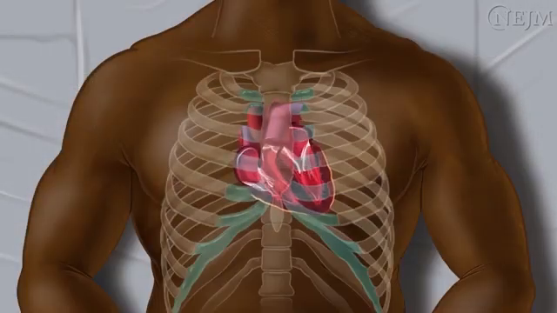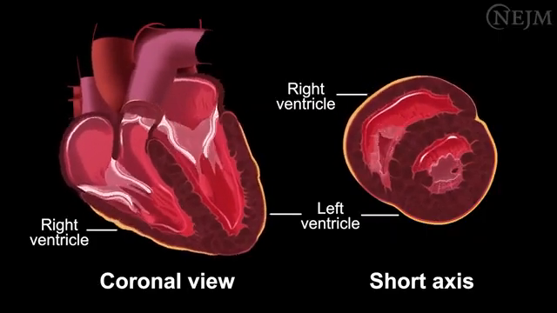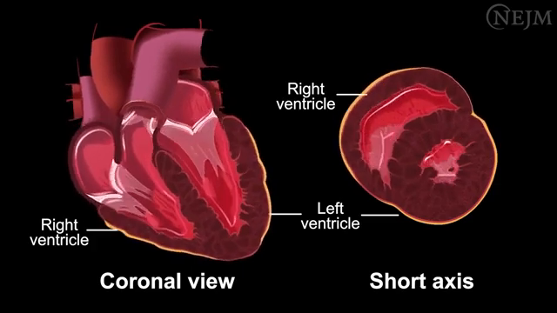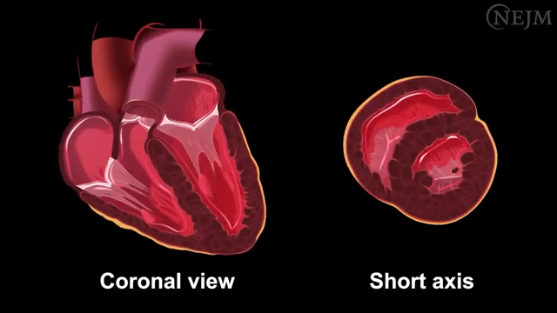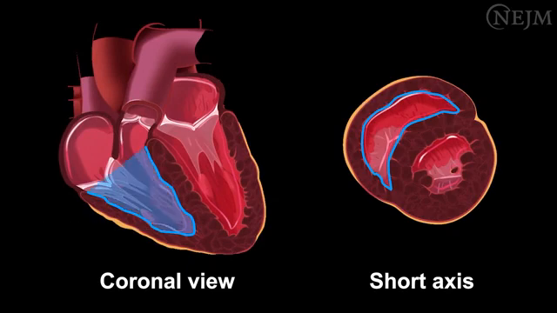The right ventricle, the most anterior cardiac chamber, is located immediately beneath the sternum. Its walls are thinner than those of the left ventricle, with abundant trabeculae projecting from the inner surface. The right ventricular cavity is enclosed by the endocardial border. On its coronal view, it has a triangular shape. On its short axis, it has the shape of a crescent as it wraps around the left ventricle.